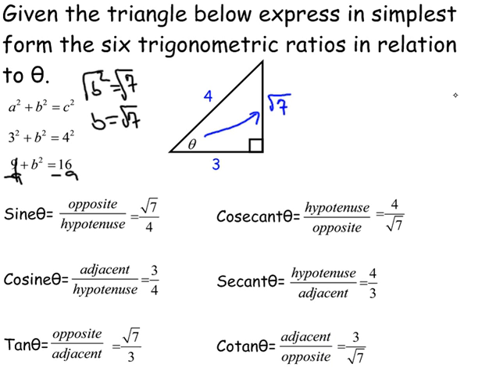But these answers are not in simplest form, and they have to be in simplest form. Why do I say they're not in simplest form? It's because you have a radical in the denominator for cosecant of theta here and the cotangent of theta here. So you have to rationalize the denominators. Okay, so let's do that.